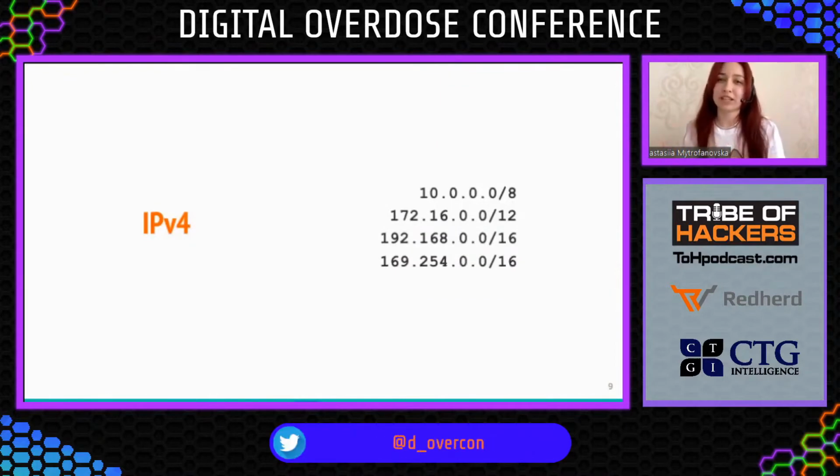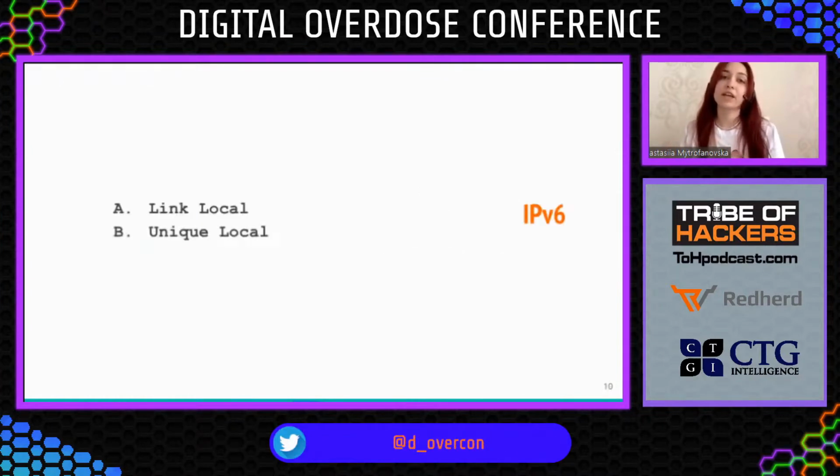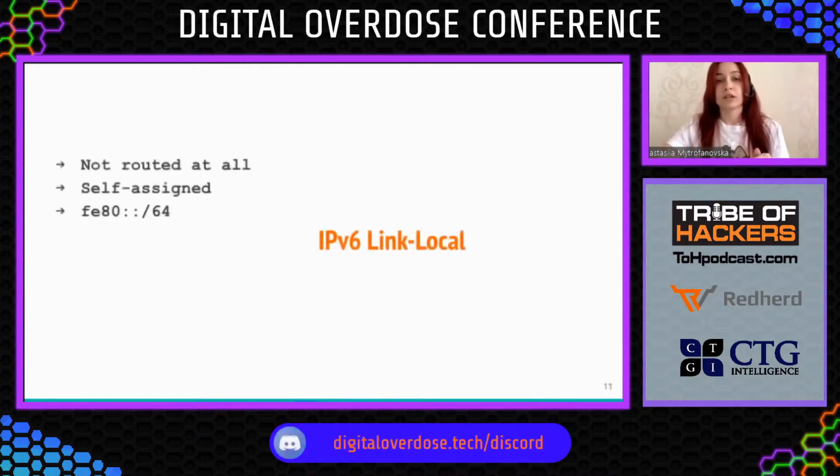For example, in IPv4 internal addresses use the reserved number ranges, and these addresses are not routed on the internet, and they are reserved for internal networks. IPv6 has two types of internal addresses: link local and unique local.